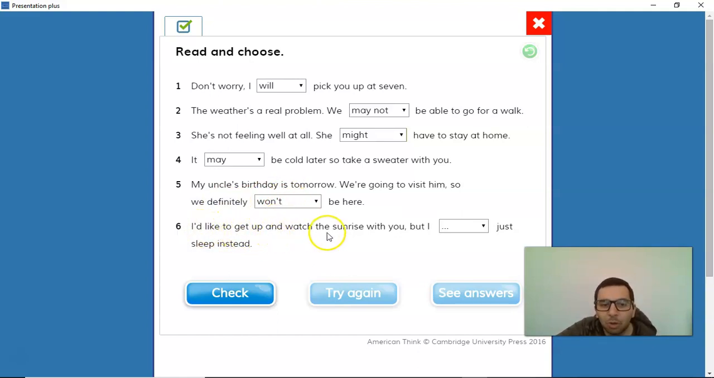Number 6, I'd like to get up and watch the sunrise with you, but I may or won't. I won't just sleep instead, or I may just sleep instead. Okay, there's a probability.